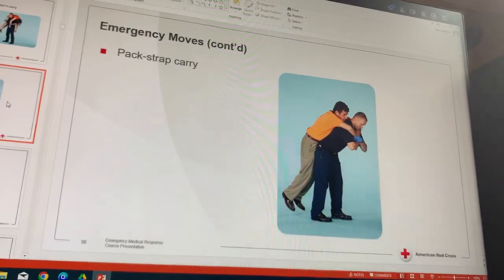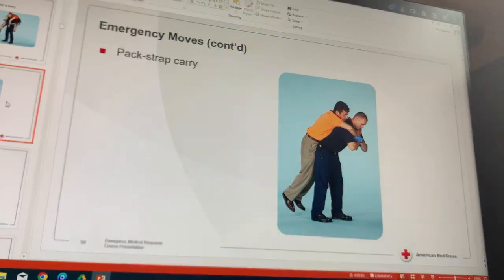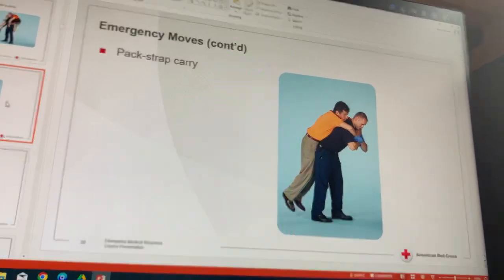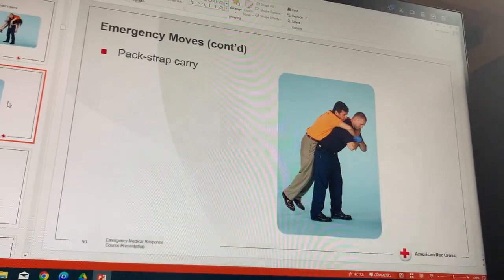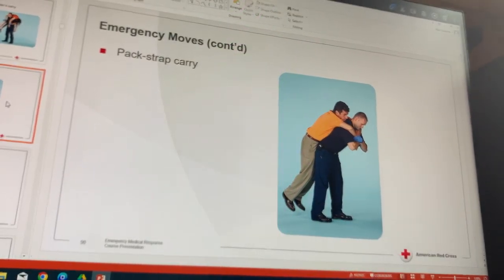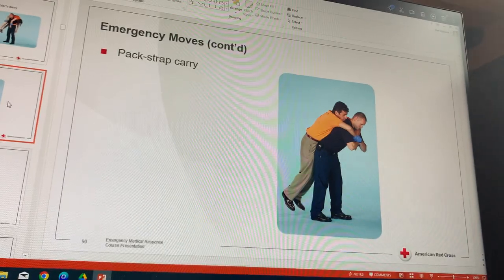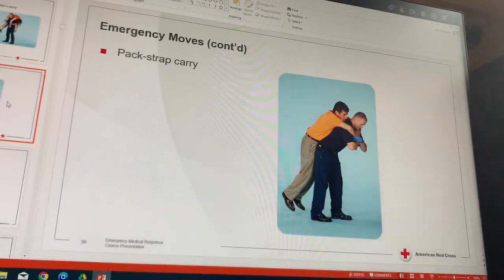Next, we have the pack strap carry. The pack strap carry can be used on both conscious and unconscious patients. Using it on an unconscious patient requires a second responder to help position the patient on your back. To perform the pack strap carry, have the patient stand or have a second responder support the patient.